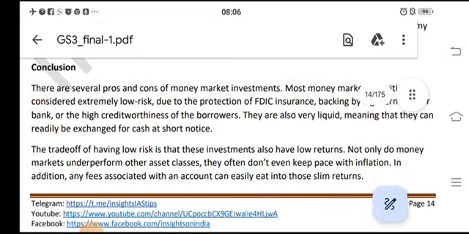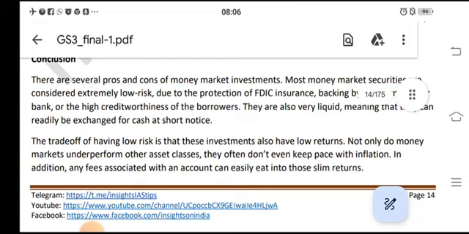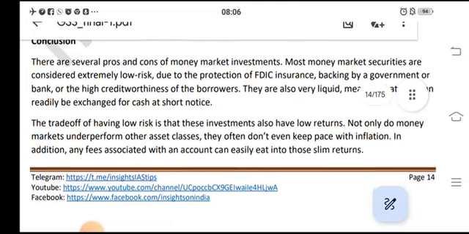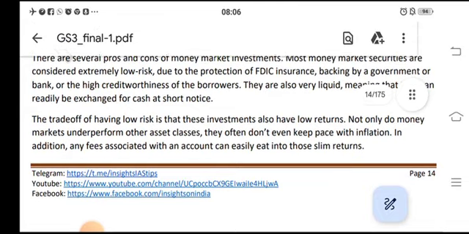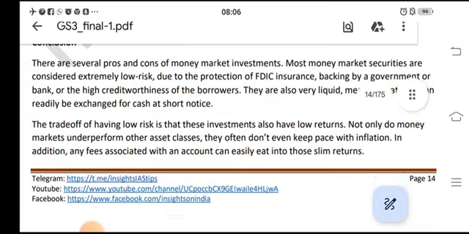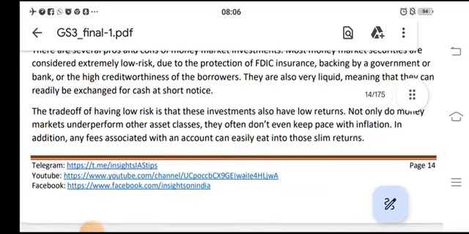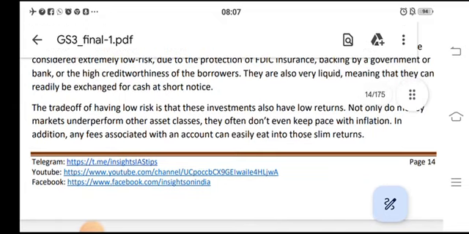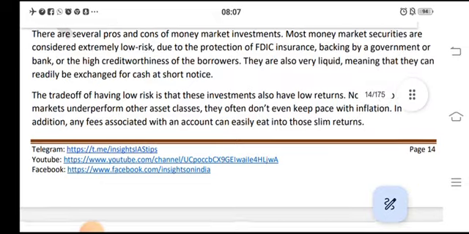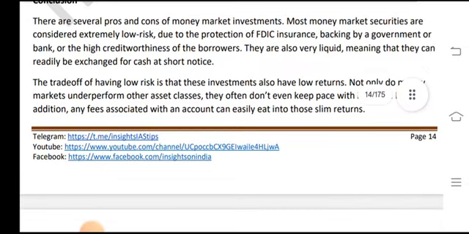There are several pros and cons of money market investment. Most money market securities are considered extremely low risk due to the protection of FDIC insurance, banking by the government or the bank, or the credit of the borrowers. They are also very liquid, meaning that they can be readily exchanged for cash at short notice.